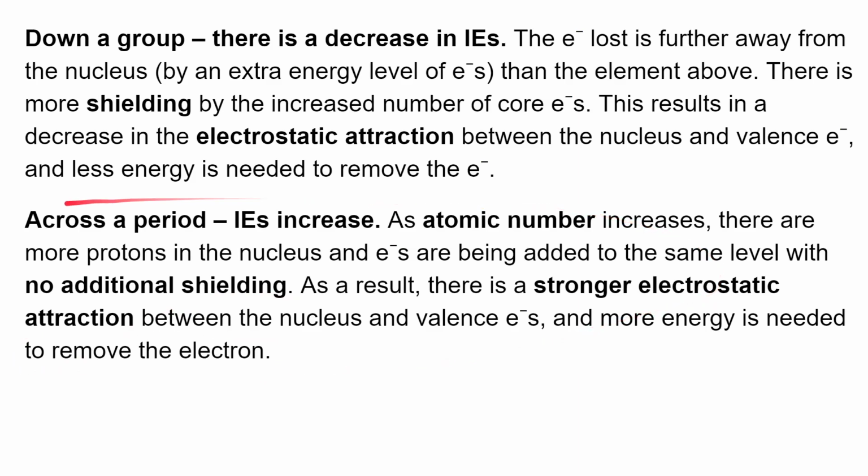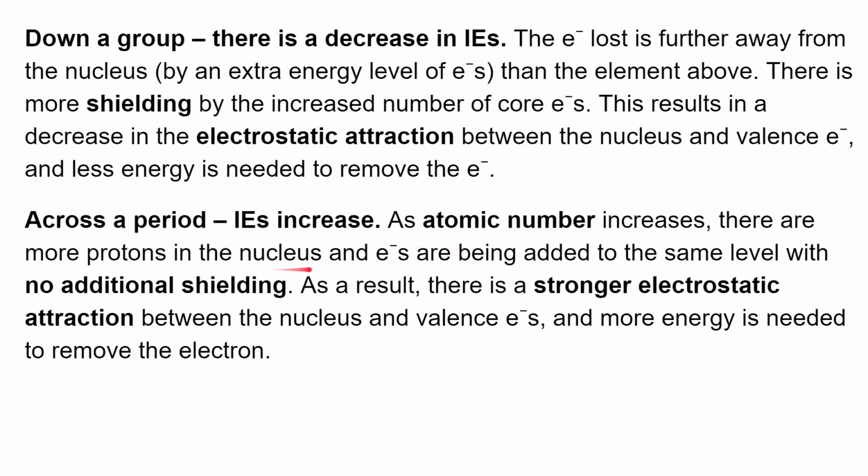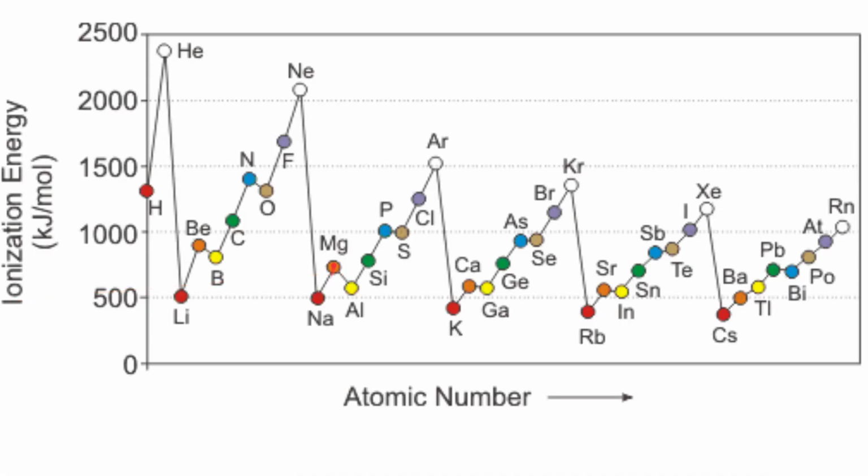So to get excellence writing about this, you'd need to say that there are more protons, which means there's more nuclear charge, and there is no additional shielding gained by the extra electron, since magnesium's got one more electron as well, but it's in the same electron shell or electron energy level, meaning it's not shielding the electron being removed. Hence it goes up.